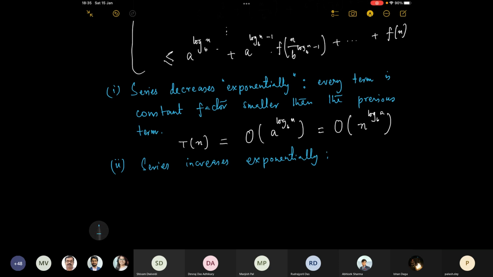Now, what do you mean by series increases exponentially? Now you all know. Just tell me. Every term is a constant times greater than the previous term. Correct. So Tn should be equal to big O of Fn because the last term will dominate the sum. Very good.